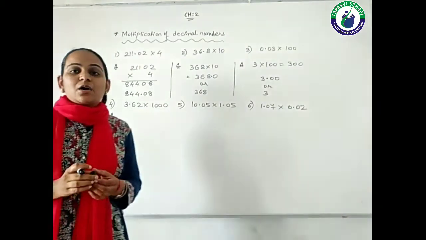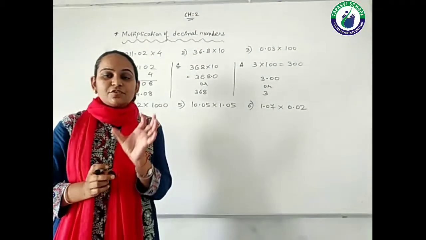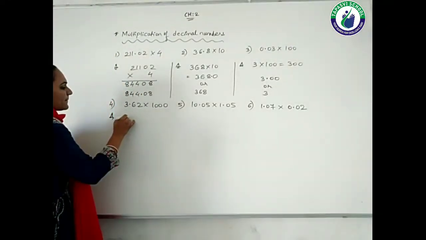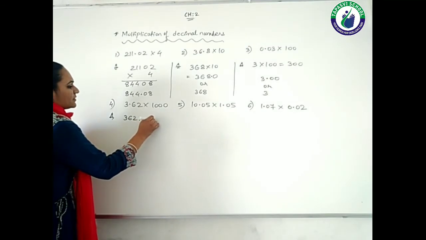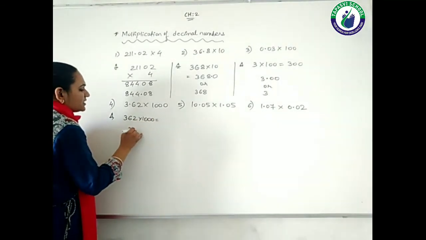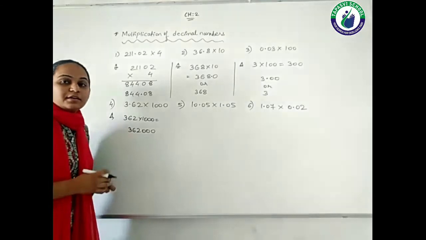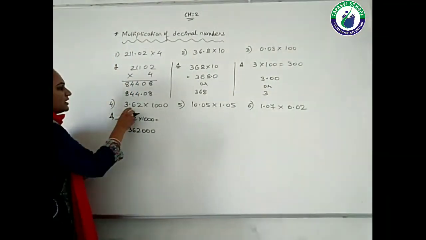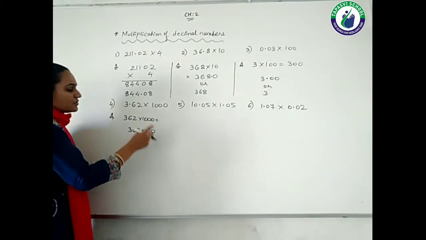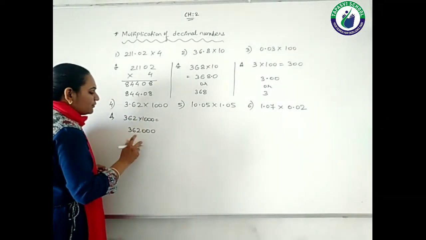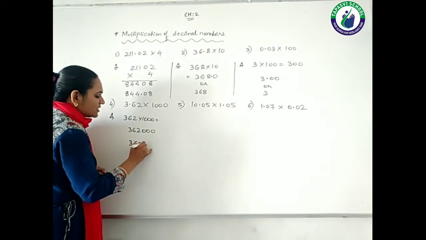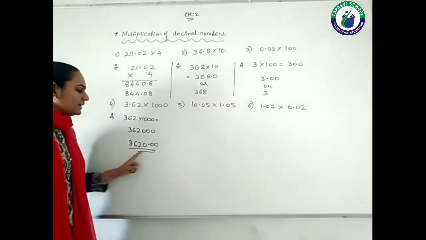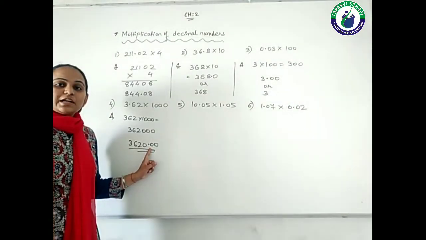3.62 multiply by 1000. 3.62 multiply by 1000. So first we have to multiply 362 by 1000. So I will get 362 and 000. Right? Now where should I put the decimal point, students? See, there are 2 digits after the point. So from right hand side give 2 digits and put the point. That means 3620.00. So this is your final answer, students. Right? We left the last 2 digits and put the point.